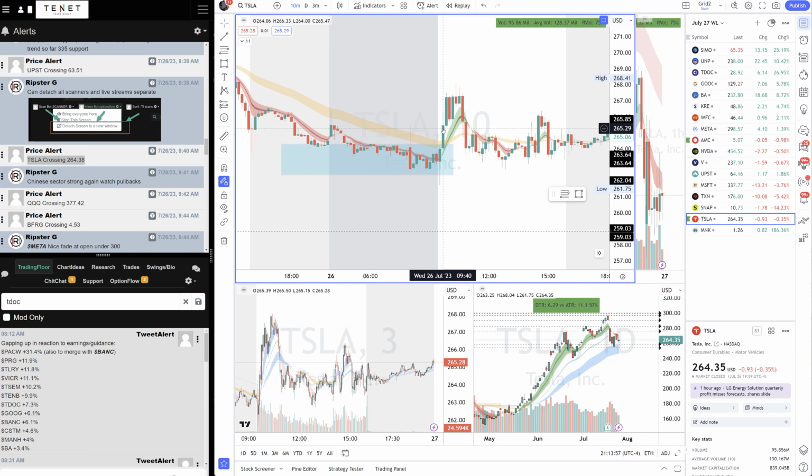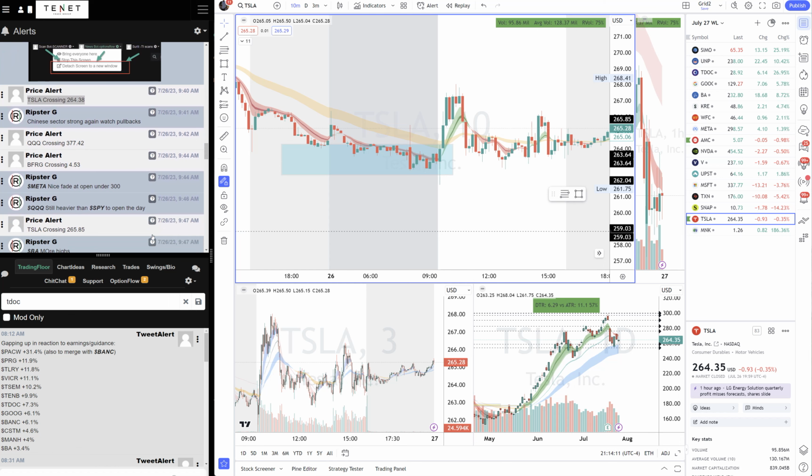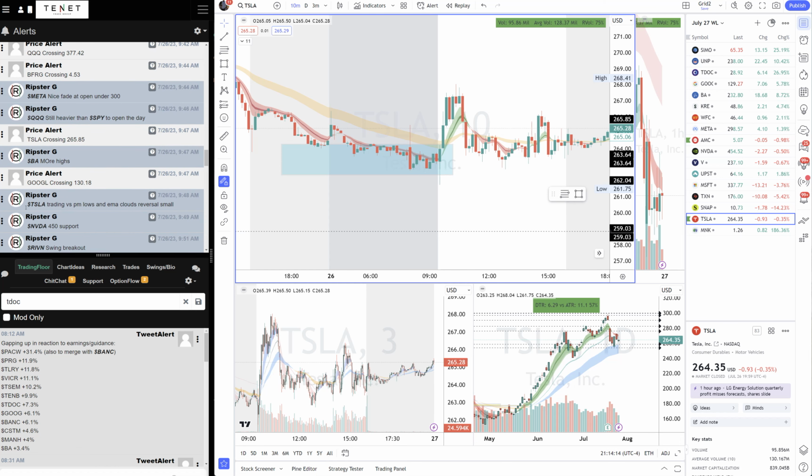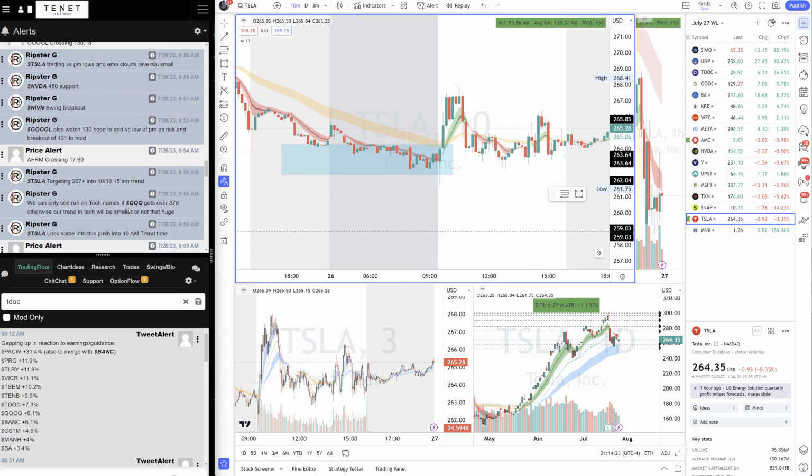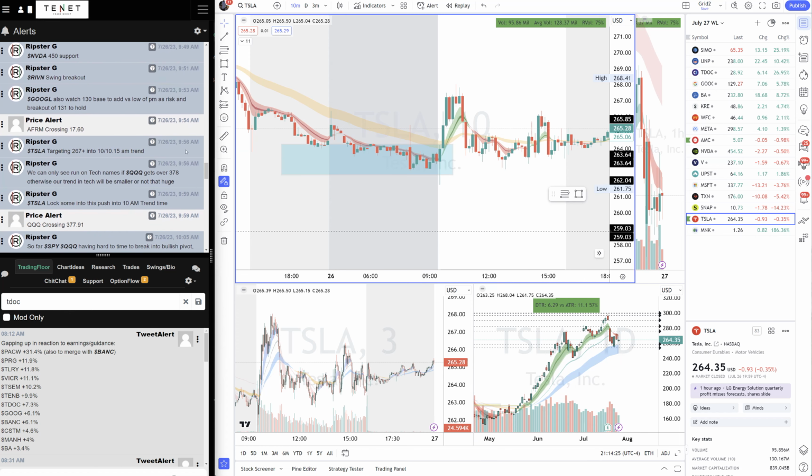You see over the EMA clouds. And right away I wanted to take an entry, risking this area or this area, ideally a tighter stop and a starter size add. So Tesla trading versus PM lows, EMA cloud reversal, small size. So just a small size. Tesla, the target was 267 into the 10 AM, 10:15 trend.